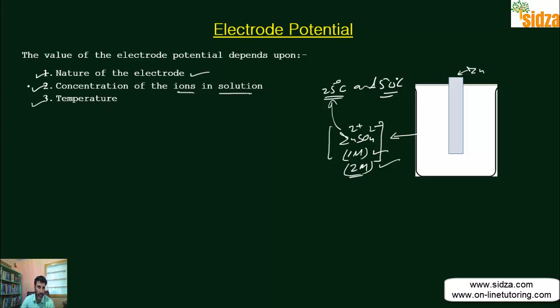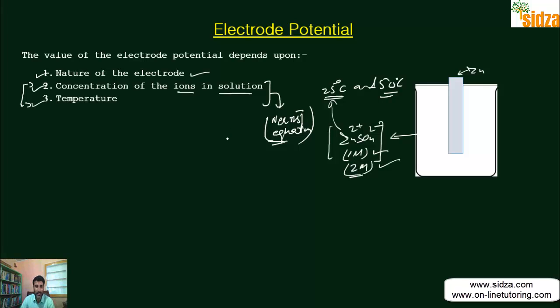The quantitative effect of the concentration and the temperature on the electrode potential will be studied in the Nernst equation. We have a next topic which is the Nernst equation, and this equation tells us the quantitative effect of the concentration and the temperature on the electrode potential of an electrode. We'll discuss there how this electrode potential will change, whether it will increase or decrease, by increasing or decreasing the concentration and the temperature.